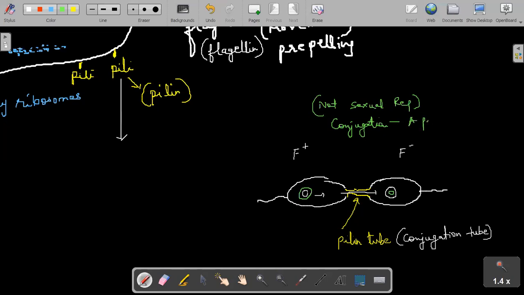A process by which bacteria transfer the genetic material via a pilin tube. So this is not mating. This is transfer, giving some genetic material from one cell to the other cell.